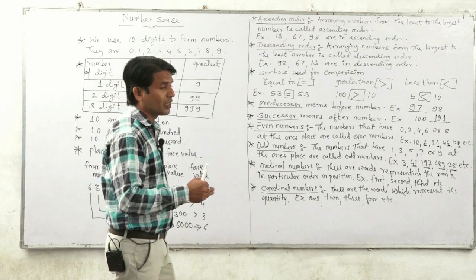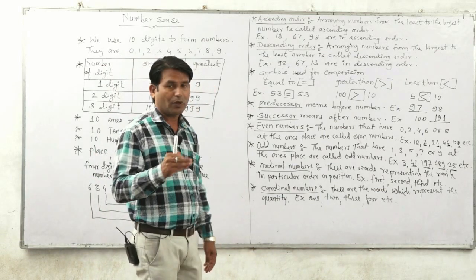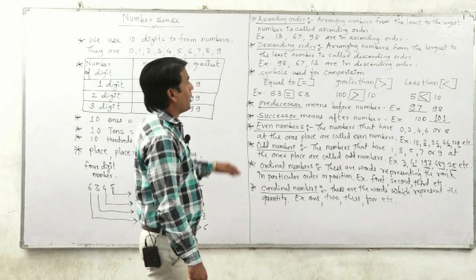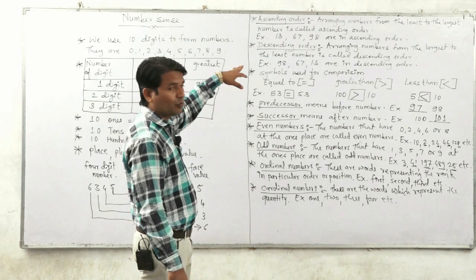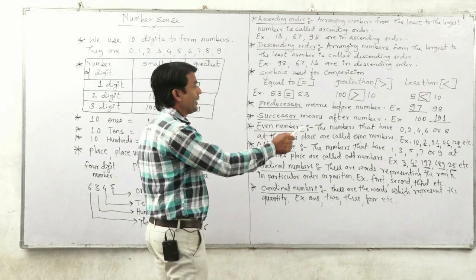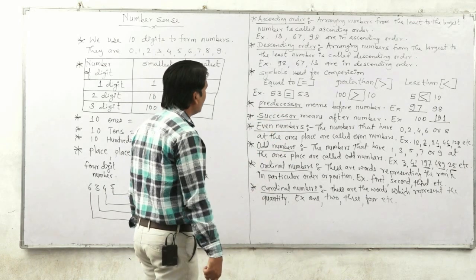Arranging numbers from the least to the largest number is called ascending order. Some numbers are arranged here in ascending order: 13, 67, 98. These numbers are arranged here in ascending order.